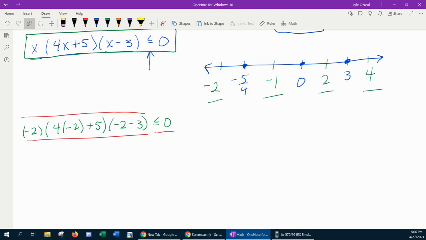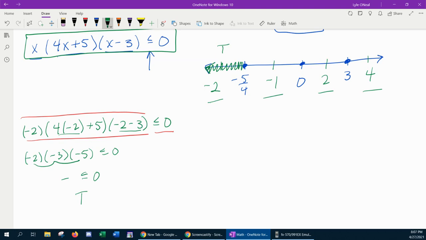All right, so here we go. We've got our -2 times 4 times -2 is -8. -8 plus 5 is -3. -2 minus 3 is -5. Is that less than or equal to 0? Well, a negative times a negative times a negative is going to end up being a negative number. I don't really care what it is. I know it's going to be negative. Is a negative number less than or equal to 0? Yes, it is. And so that's going to give me a true statement. And so I'm going to shade that region since it's true.